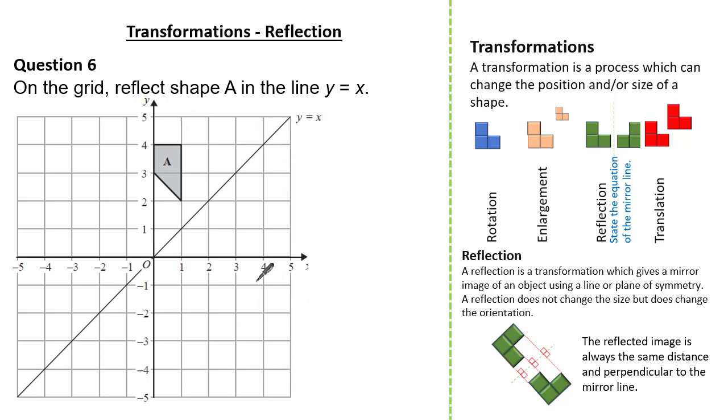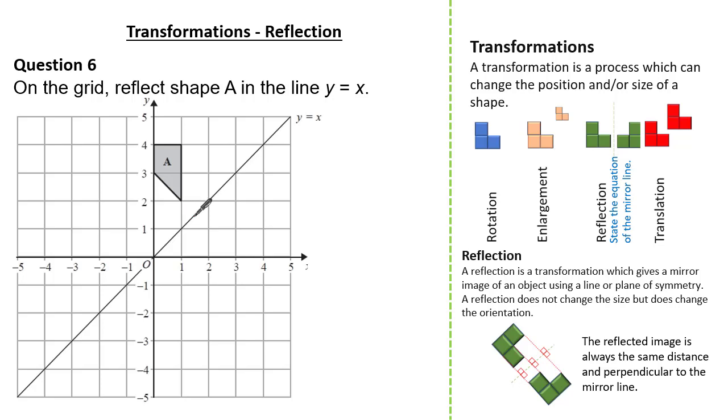Here we have a grid and we're asked to reflect shape A in the line y equals x. In this question, I'm going to show you 3 methods to tackle this question. Remember, in mathematics, there's always more than one way to find a solution, so it's important to find the method that best suits you. So let's start with the fact that the reflected image is always the same distance and perpendicular to our mirror line. I'm going to start with this vertex.